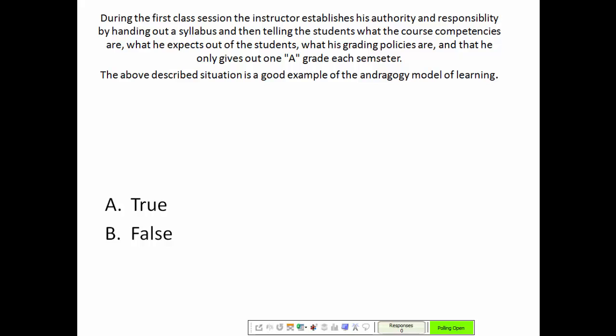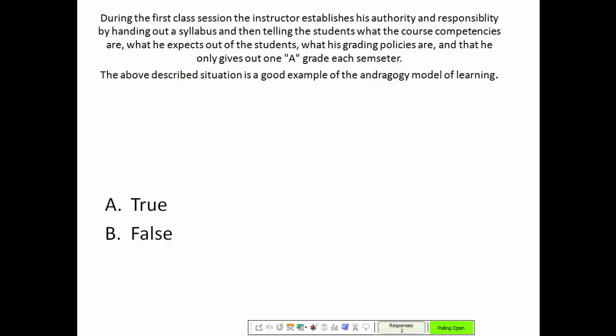Next question. During the first class session, the instructor establishes authority and responsibility by handing out a syllabus and then telling the students what the course competencies are, what he expects out of the students, what his grading policies are, and that he only gives out one A grade each semester. The above described situation is a good example of the andragogy model of learning. So students can then answer.